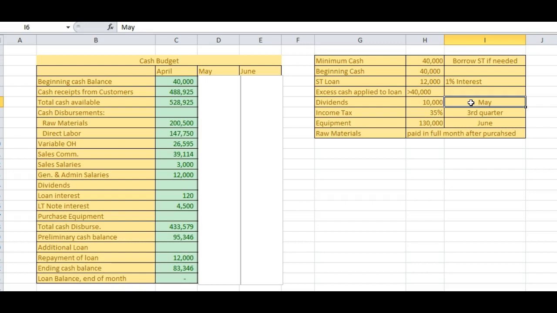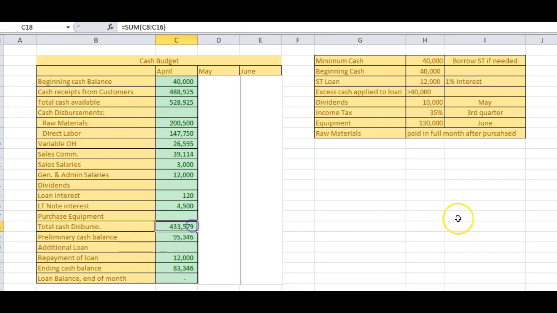So just keep that in the back of your mind. We had loan interest of $120, and that's because we owed $12,000 on a short-term note to get this up to $40,000, all right? And it's at 1%. So the loan interest is $120. We have a long-term note interest we paid, and that was back in the general of $4,500.